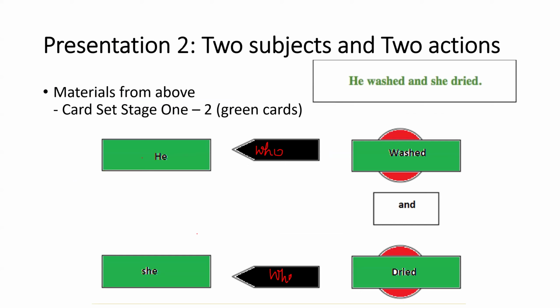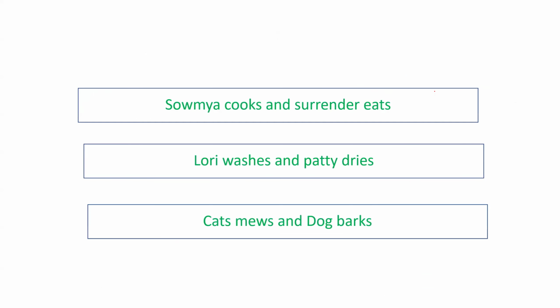And the second presentation involves two subjects and two actions. If you're taking this sentence, he washed and she dried, always start with the action words. So try to put the action words here: washed and dried. Ask questions: who washed? He washed. Who dried? She dried. So how should you be cutting your words? This way. Do I have two subjects? Yes, first subject, second subject. Do I have two actions? First action, second action. So my sentence is complete. I can have more sentences like this to help the child to practice.